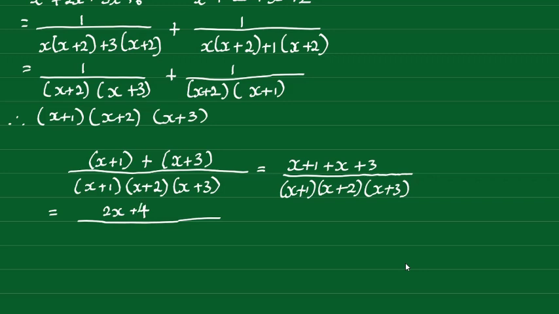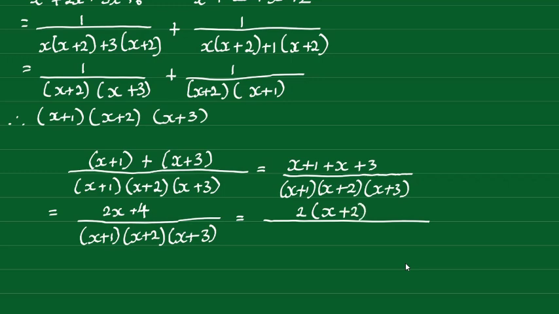Now we'll copy out our denominator. We have bracket open x plus 1 bracket close, bracket open x plus 2 bracket close, bracket open x plus 3 bracket close. We continue with our solving by factorizing out 2 from our numerator. Our numerator becomes 2 bracket open x plus 2 bracket close.